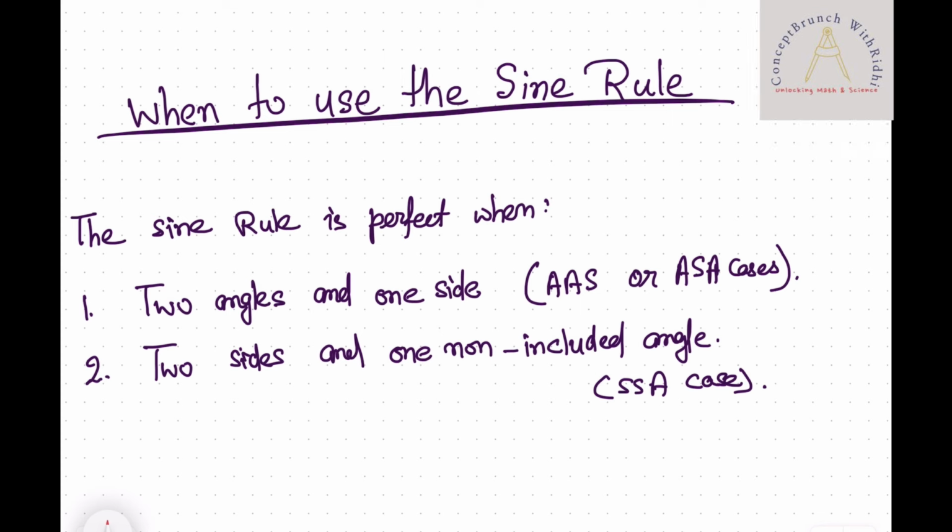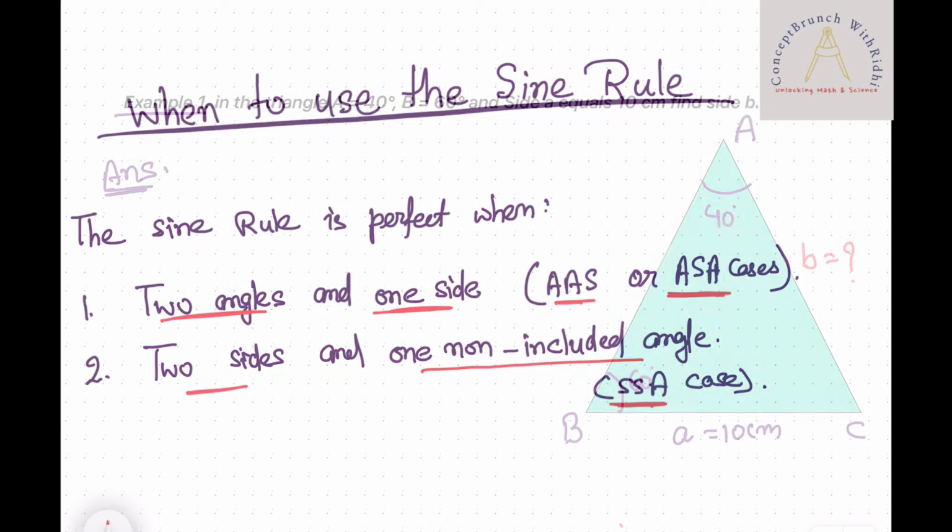When to use the sine rule? Now you might wonder, when do I actually use this? The sine rule is perfect when there are two angles and one side, for example the AAS or ASA case, okay? Or two sides and a non-included angle, for example SSA. If you have got a right angle triangle, stick to your sine, cosine and tan ratios. But for everything else, like an oblique triangle, the sine rule is your best friend.